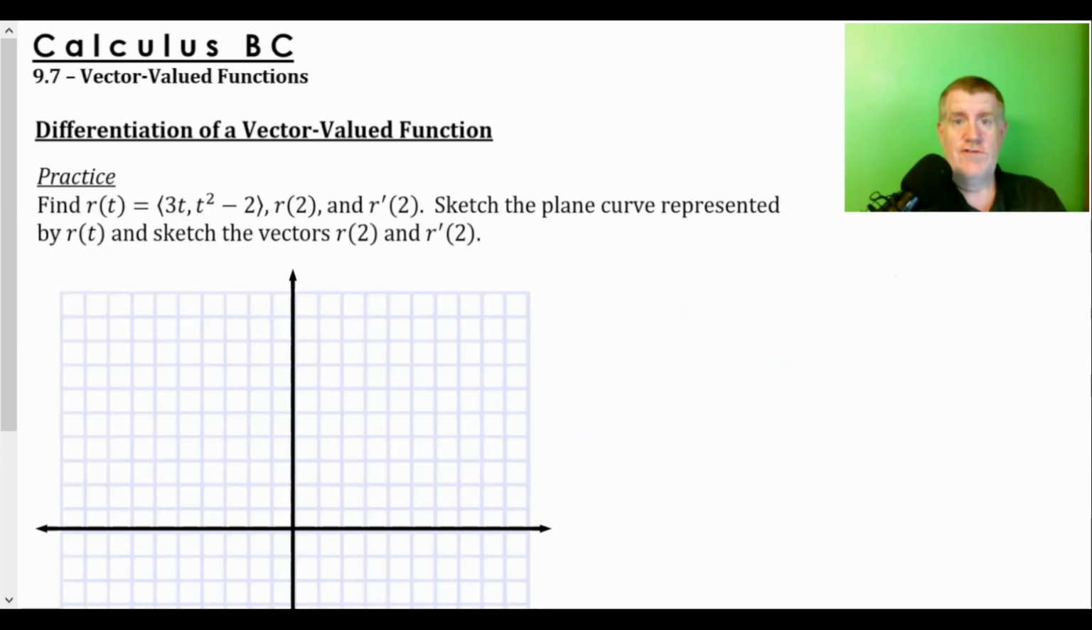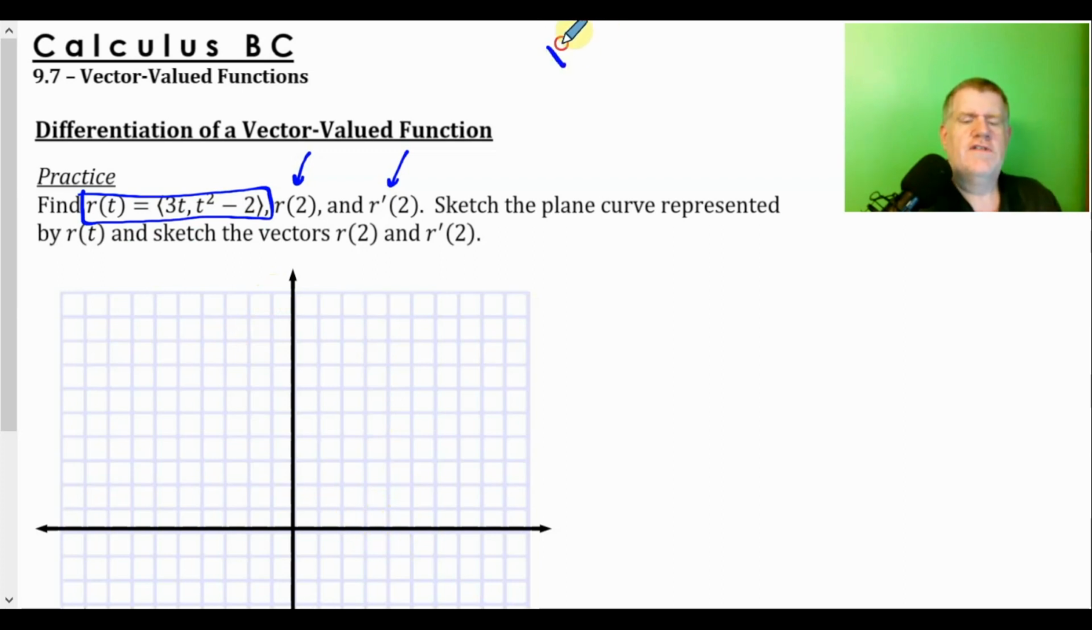All right, here's what we're going to do. We're going to take this vector valued function. We're going to graph it. Then we're going to graph the one particular vector r of 2 and the derivative of the vector valued function at 2. Now, how do we want to graph it? Do we want to put t values in and sketch it? Do you want to turn it into a rectangular graph, it doesn't really matter. I think I might try that.